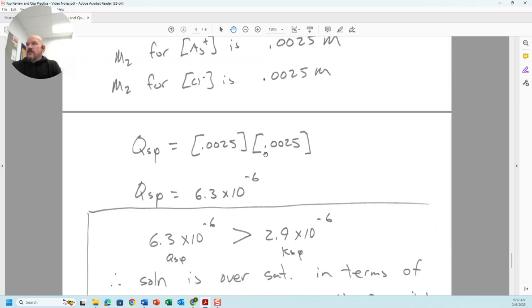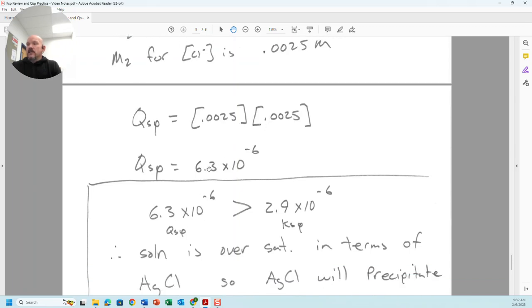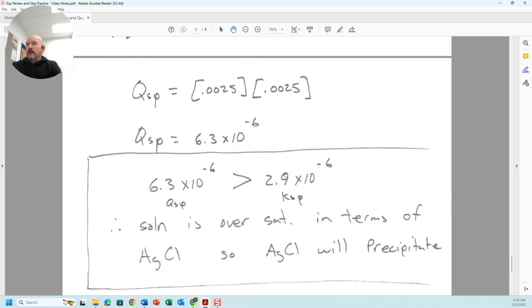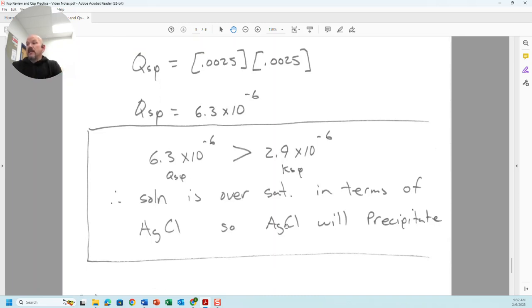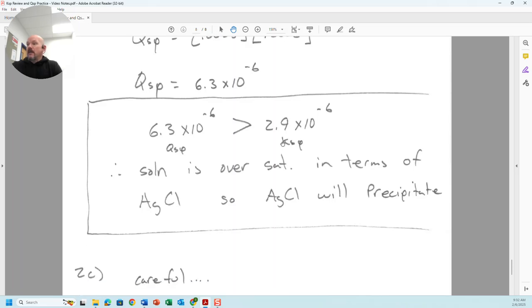So we plug those in, and we get Qsp. Let's remind ourselves what the Ksp was, 2.9 times 10 to the negative 6. And so this number, Qsp, is greater than Ksp. What does that mean? It means we're oversaturated with our ions, so the reaction would shift to the left, which is the side of the precipitate for a Ksp reaction, and so we would end up seeing a precipitate. So in this question, yes, the student would see a precipitate, and it's because the Qsp that we calculated is greater than the Ksp that we were given, right?